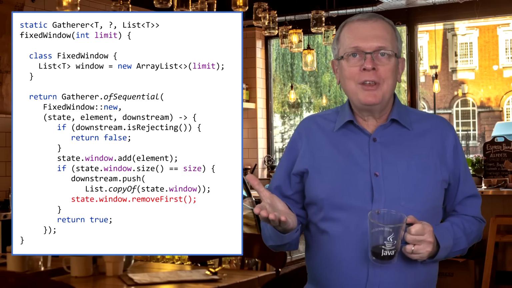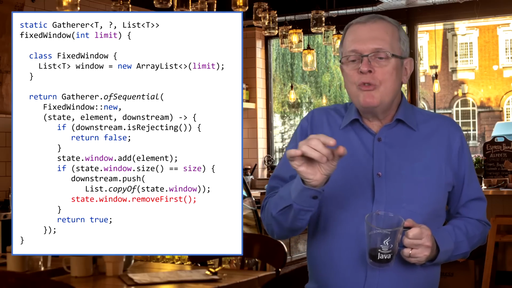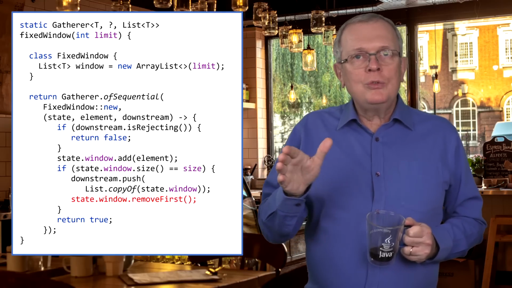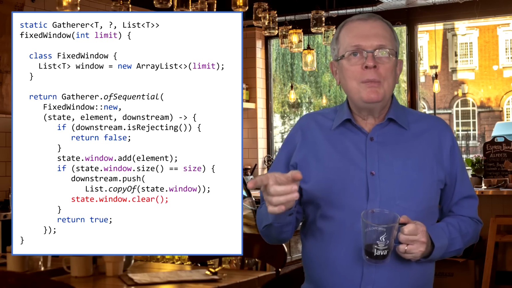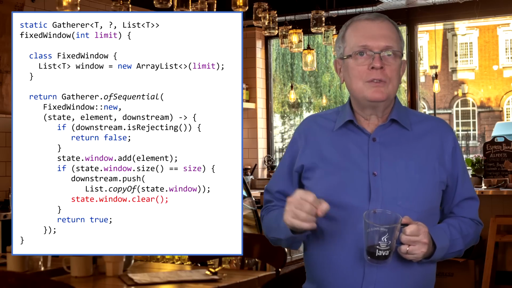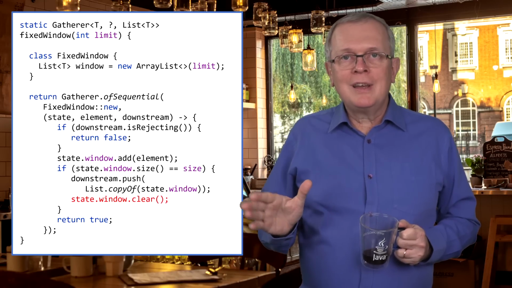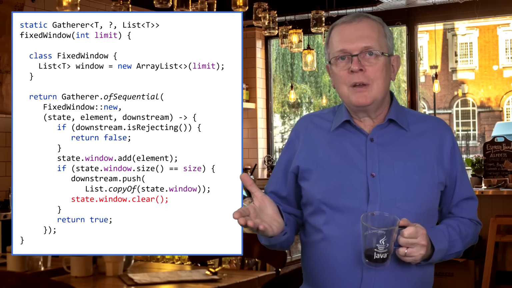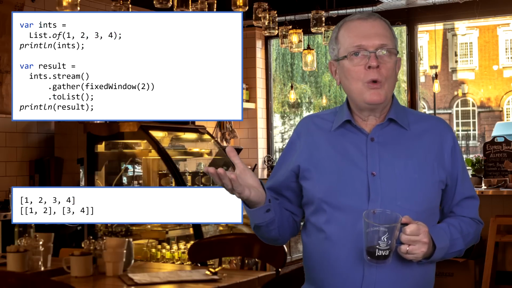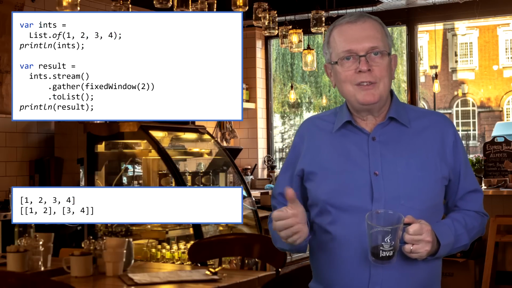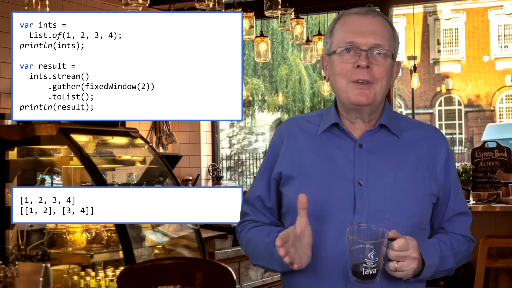And now, after having pushed the window, instead of removing the first element, what you need to do is to clear it so that it will be filled with the new elements. Super simple modification. Let me run it on the previous example. This gatherer is working as expected. Great. Let me run it on a more complex example.